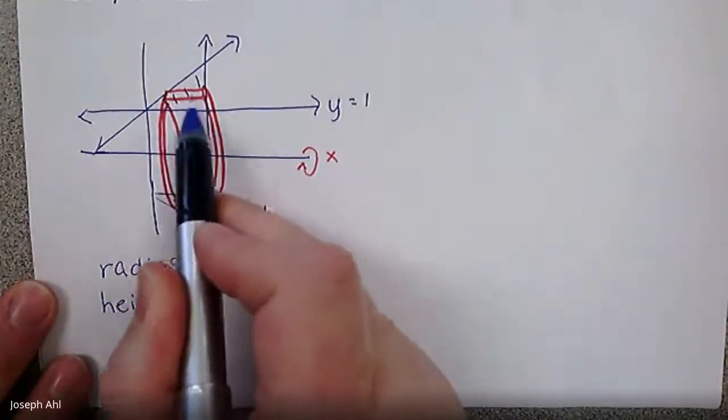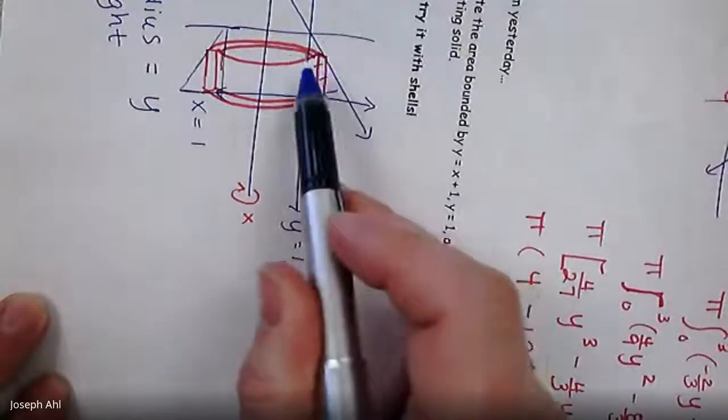Now, the height that we're talking about right here is this height, right? You have to kind of think of it this way. So the radius is just y along the y-axis.